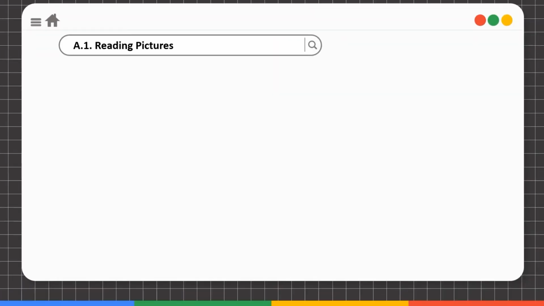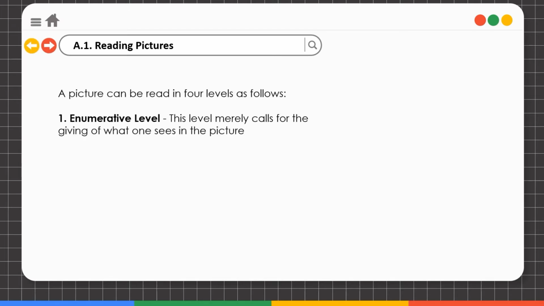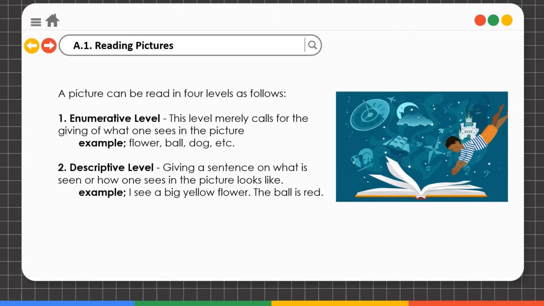So, how do we read pictures? So, we read pictures in the same way that we read a page of words. Iniintindi natin yung meaning o yung idea na gusto niyang iparating. We derive the message from the medium by attaching meaning to it. A picture can be read in 4 levels as follows.